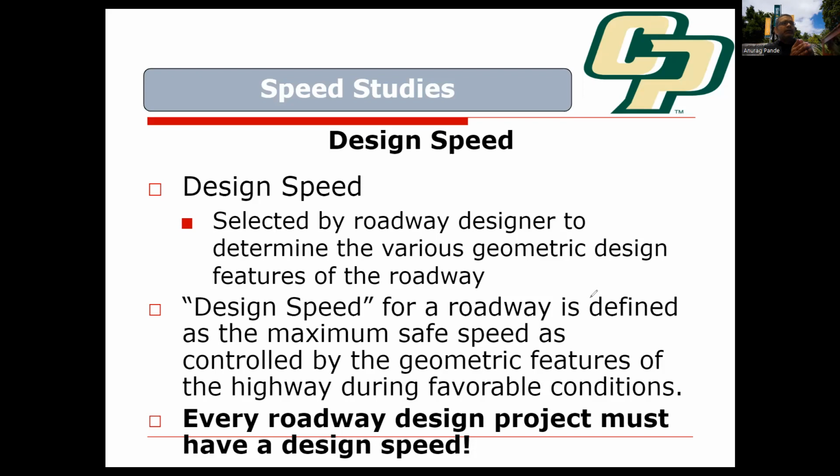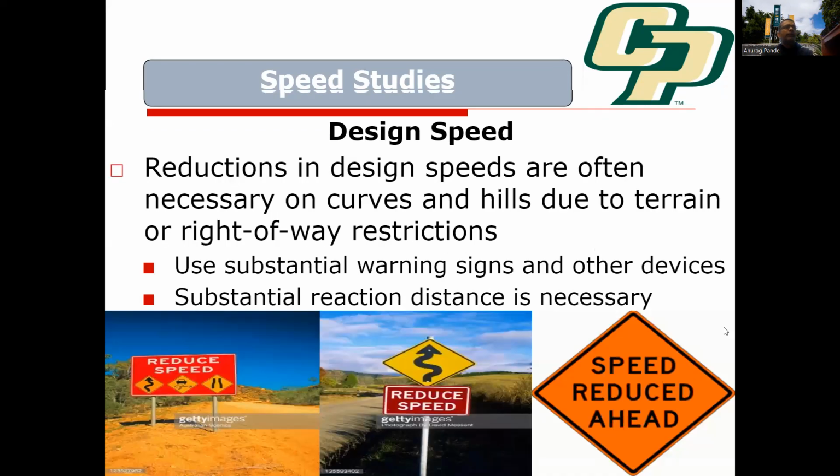But design speed is the maximum possible safe speed as controlled by the geometric feature. Every roadway design project must have a design speed. So we always have those. Reduction in design speeds are often necessary to account for curves and hills, certain right-of-way restrictions. So sometimes you'll see the reduced speed ahead sign, substantial warning sign or other devices. We have to make sure that there is substantial reaction distance, so people are able to react to that sign. So that's also very critical when you're approaching a curve or something.